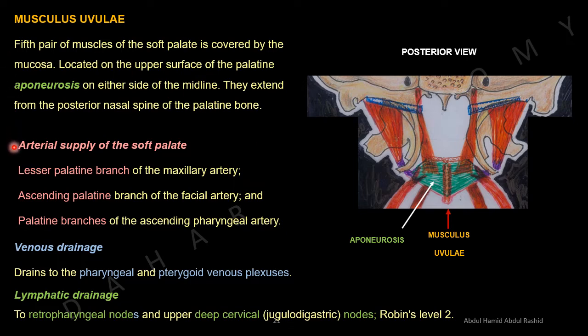Arterial supply of the soft palate. They are the lesser palatine branch of the maxillary artery, the ascending palatine branch of the facial artery, and palatine branches of the ascending pharyngeal artery. Venous drainage: drains to the pharyngeal and pterygoid plexus of veins. Lymphatic drainage: drains to retropharyngeal nodes and upper deep cervical nodes, that is jugulodigastric nodes, Robbins level 2.